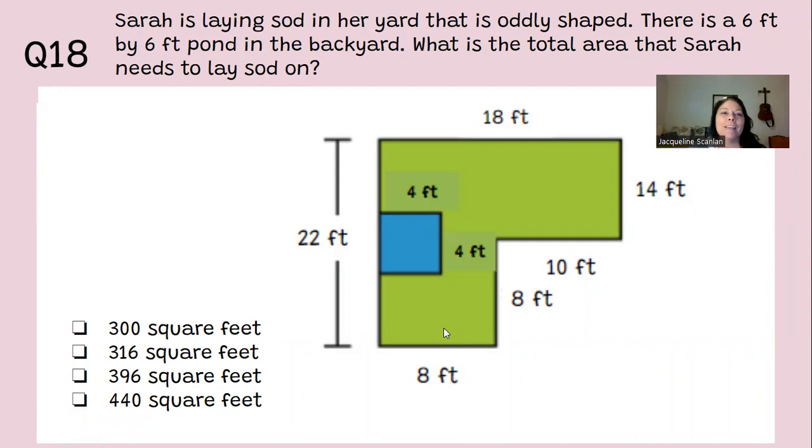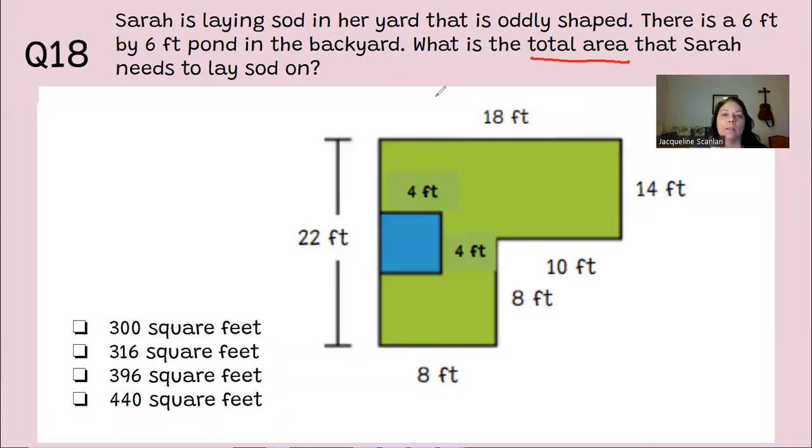It says, Sarah is laying sod in her yard that is oddly shaped. There is a 6-foot by 6-foot pond in the backyard. What is the total area that Sarah needs to lay sod on? We are being asked to find the total area. All right, and in order for us to find that area, we have a couple of choices to make. We are going to have to look at this picture, and we're going to have to decide how we want to approach it. Every person's brain works differently. I'm going to show you a couple of options, and then I'm going to pick one and do it.